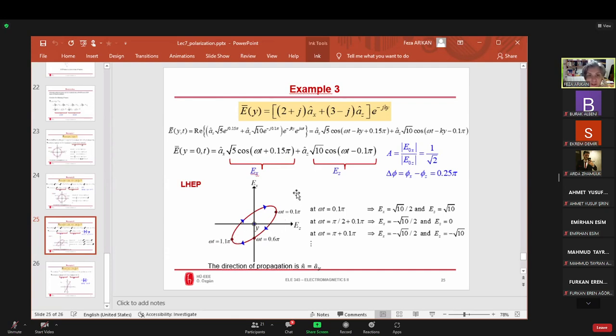And then you find their magnitudes and phases, and then take the real form of it. You have the x component and the z component. As you see, this time the amplitudes are different, and there is a different phase shift than 90 degrees. Therefore, that's an elliptical polarization. And as omega t moves in time with a fixed point in space, you see that this time you have the left-hand orientation, and this is left-hand elliptical polarization. Its sense is clockwise this time.